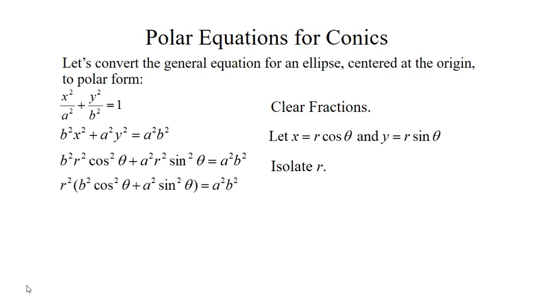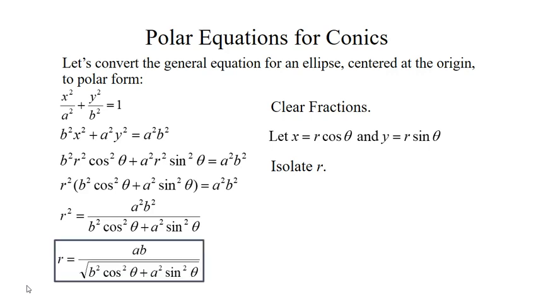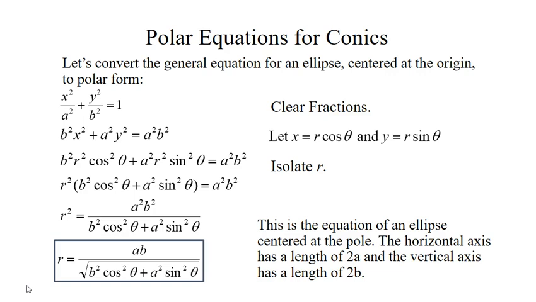Then we're going to isolate r, so I factored out the r squared. And I got r squared times b squared cosine squared theta plus a squared sine squared theta. Then isolating r, we get r squared is a squared b squared over b squared cosine squared theta plus a squared sine squared theta. Then I took the square root of both sides, and I got r equals ab over the square root of b squared cosine squared theta plus a squared sine squared theta. I didn't put the plus or minus because the angle measures you put in will just repeat, so you only need the positive square root.